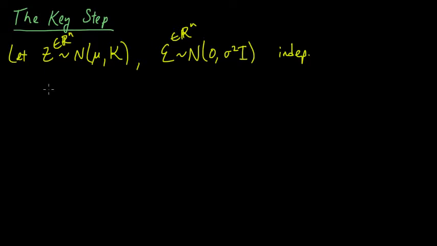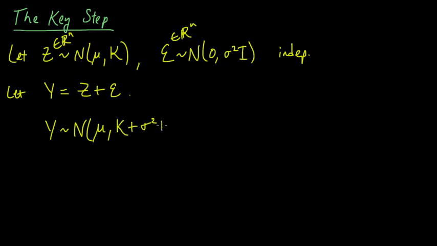And now let's think about the sum of these two independent multivariate Gaussians. So we'll let y be their sum. And what do we know about the sum of independent multivariate Gaussians? Well, we know from before that y has a multivariate Gaussian distribution. It's a Gaussian with mean equal to the sum of the means, and the covariance is the sum of the covariances. So it's mean mu, covariance K plus sigma squared times I.